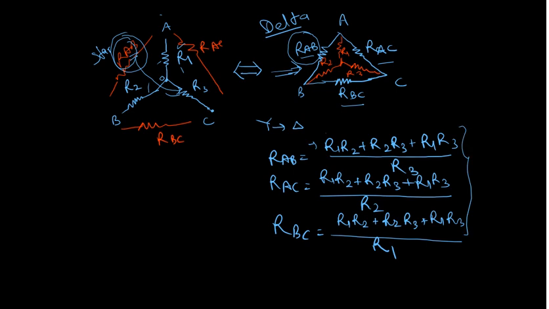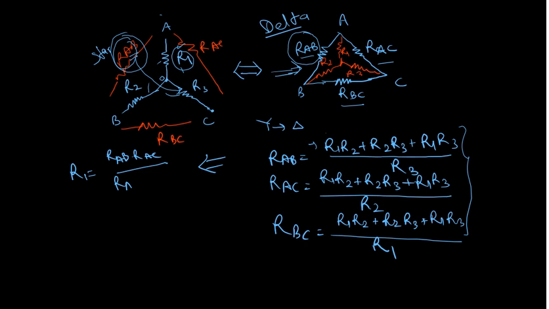Now what if delta to star? If I want to calculate delta to star, what do I have to do? I have to take R1. If you want to calculate R1, R1 is coming in between these two arms. So I have to take the multiplication of these two, which means RAB multiplied by RAC. Division will be by what? The sum of these three resistances, so RAB plus RBC plus RCA.